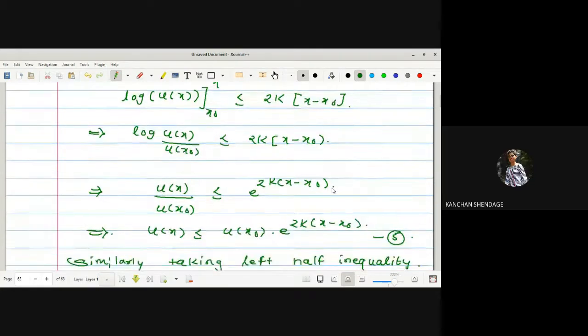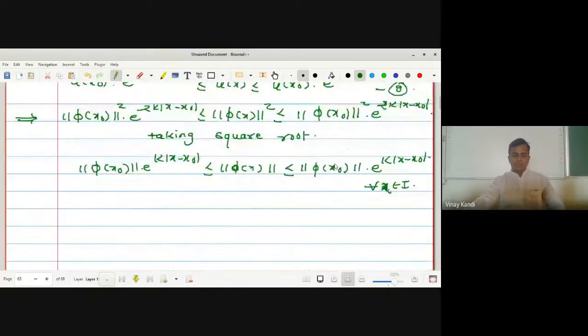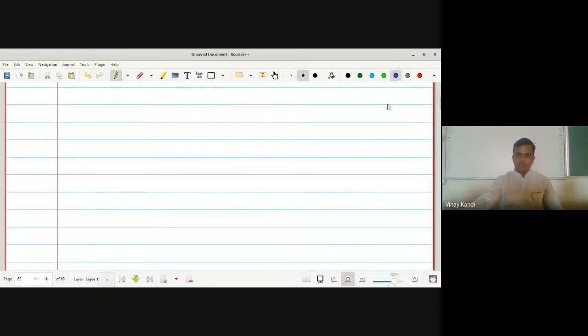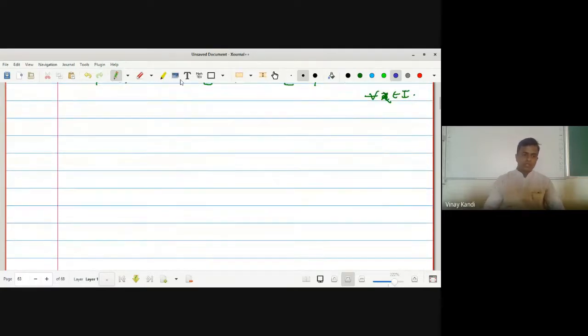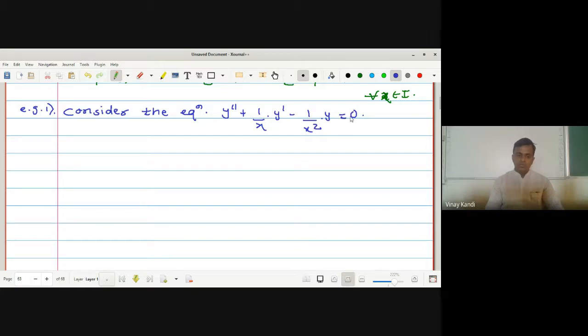Okay. Now take the example. Consider example number 1. Consider the equation y double dash plus 1 upon x into y dash minus 1 upon x square into y, which is equal to 0. Okay, for x greater than 0.